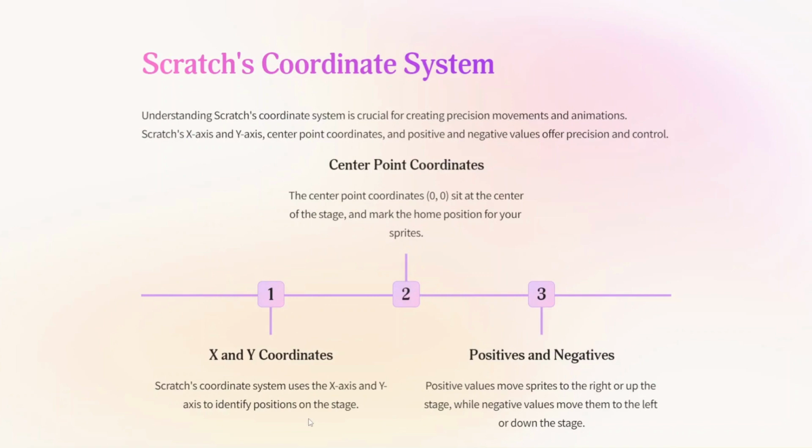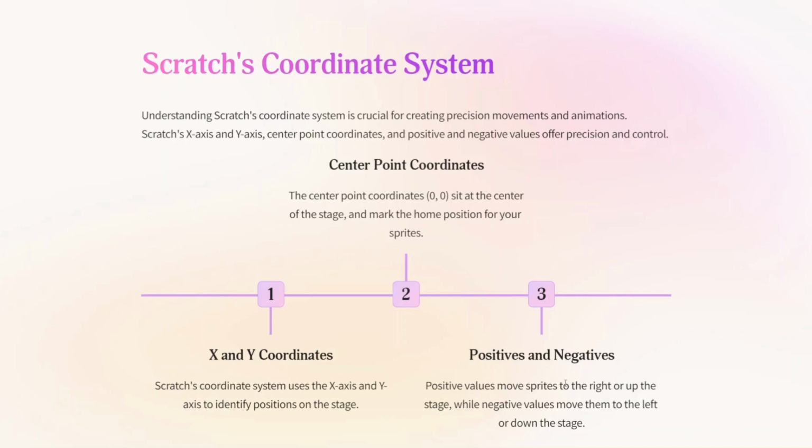But first we need to understand Scratch's secret language, the coordinate system. It's how we tell our sprites where to go. So let's decode it. Understanding the Scratch coordinate system is crucial for creating precise movements and animations. The x-axis and y-axis, center point and coordinates, and negative and positive values offer precision and control. So, we will see the x and y coordinates, center point coordinates, and positive and negative values.